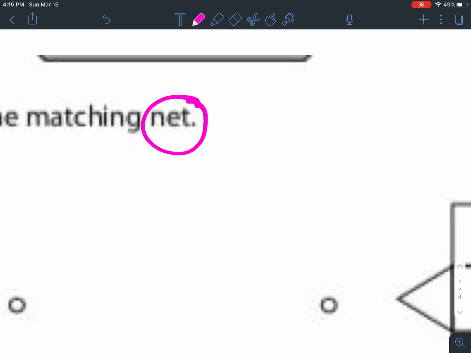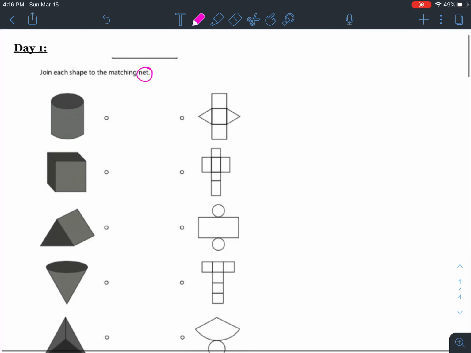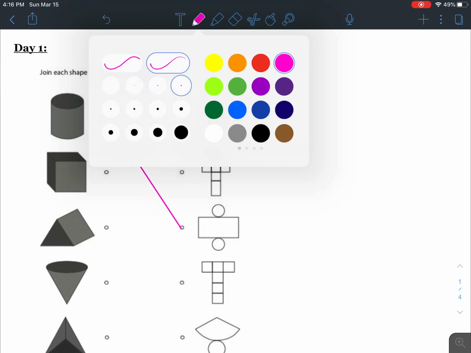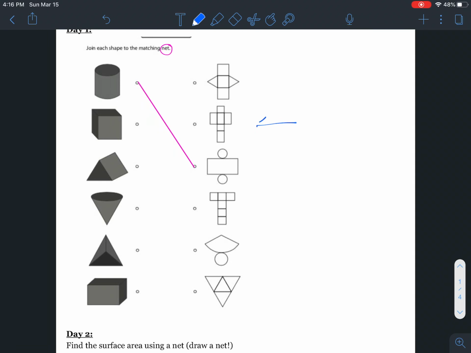So a net is just an unfolded version of a 3D shape. So the first one, the cylinder, should be matched with the one that has 2 circles and the rectangle in between. The next one is a cube. There are 2 that look like it could be a cube, but we want to match it with the one where all the sides are the same.